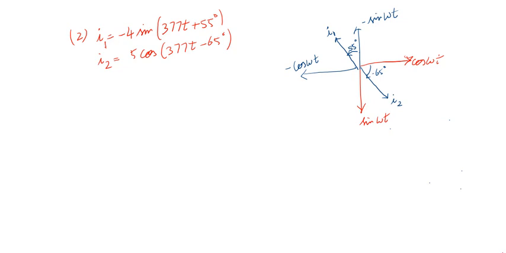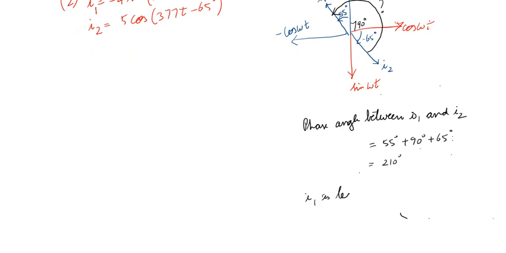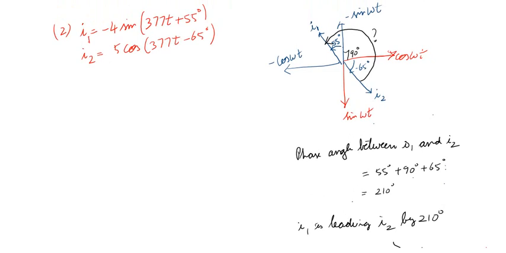Now what is the angle relationship between I1 and I2? What is this angle? We know this is 90 degree. So the phase angle between I1 and I2 is 55 plus 90 plus 65, what are you getting? You will be getting 210 degree. We can clearly say I1 is leading I2 by 210 degree.